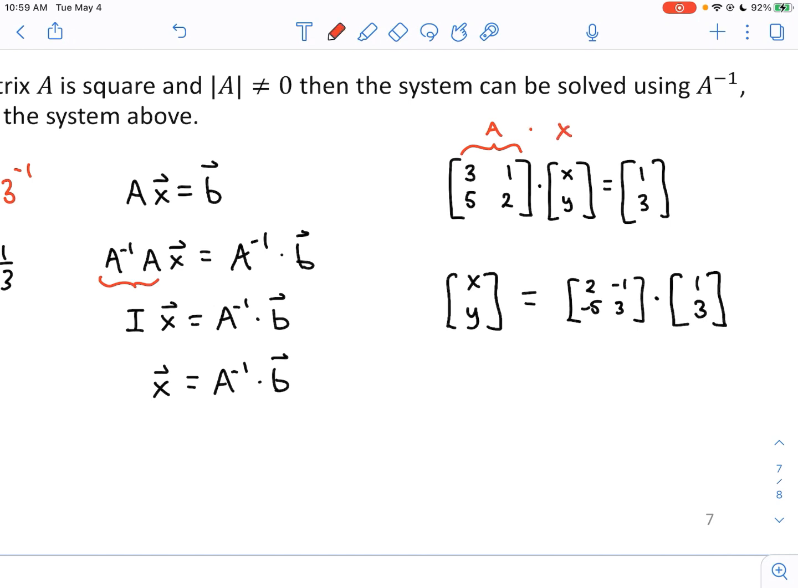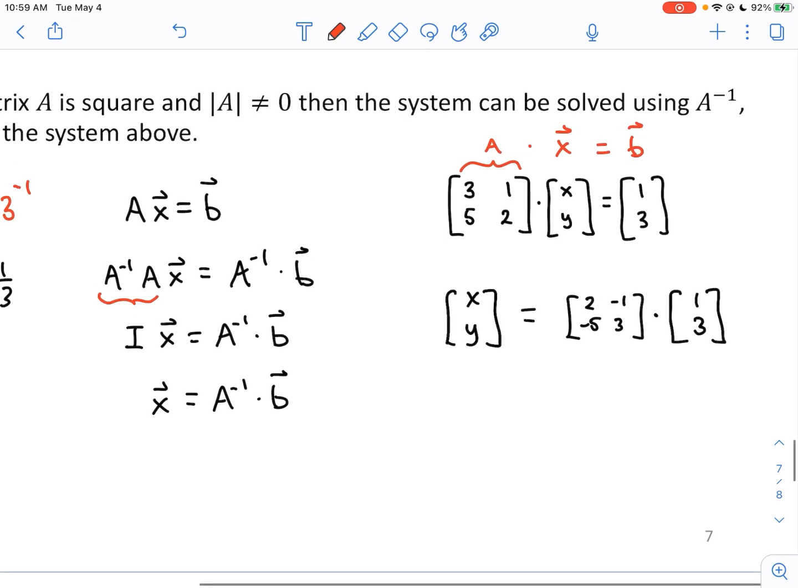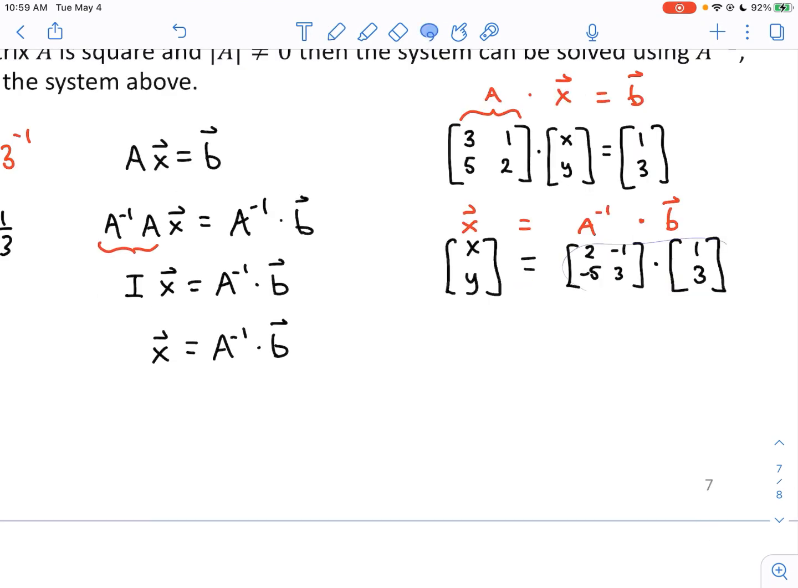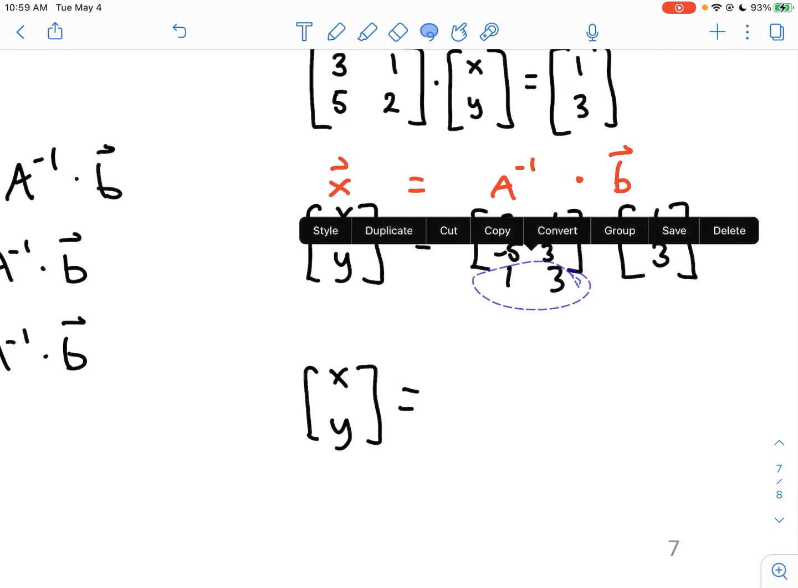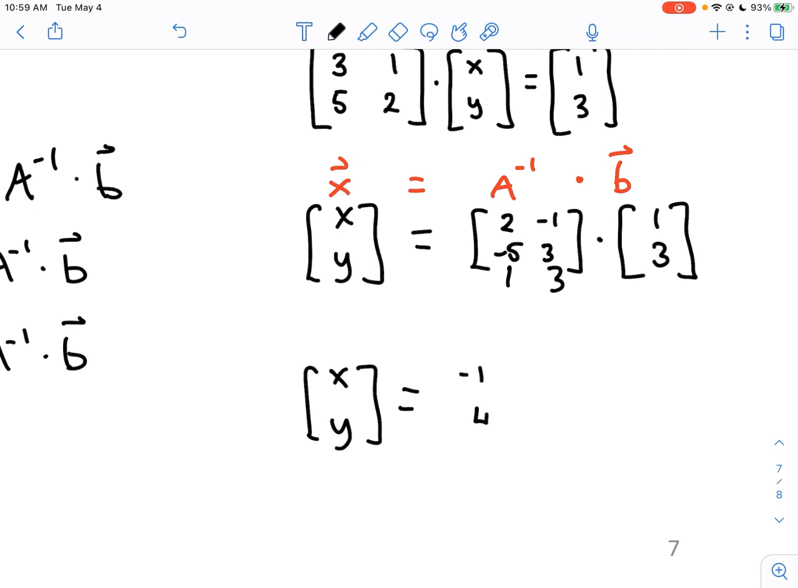Right, so you can see our structure. We have A times vector x equals vector B. In our next line, we have vector x by itself is equal to the inverse of A times vector B. And now all I have to do is do matrix vector multiplication right here, and I get my xy. So we're going to get xy equals, and then we just have to do this product. Here's the 1, 3. So we get 2 minus 3, so we get negative 1 in our first entry, and we're going to get negative 5 plus 9, which is going to give me 4.